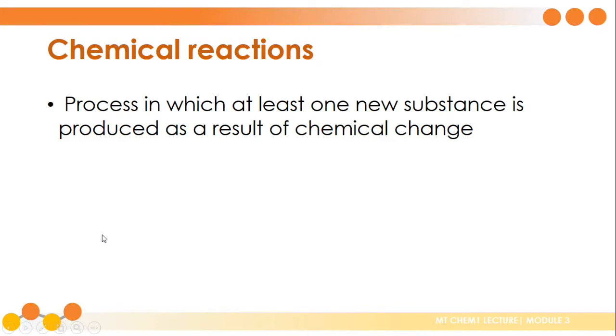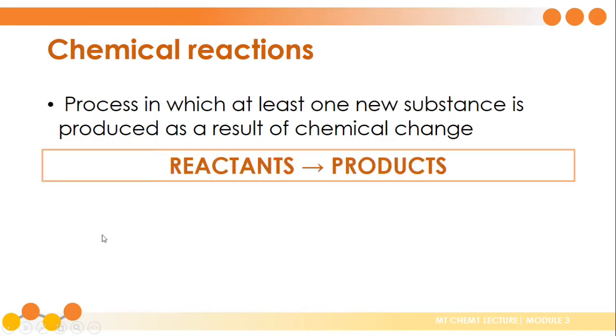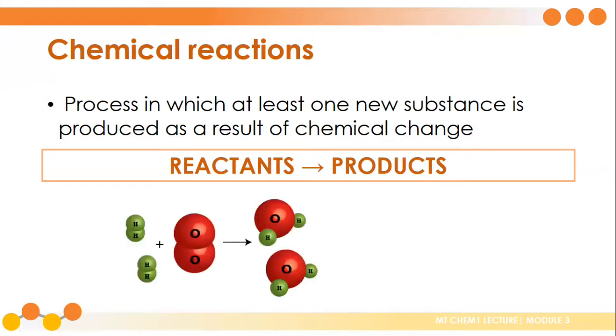In chemical reactions, there are two components involved. We have the reactants and the products. The reactants are the primary chemicals or substances that interact with each other to produce products. Products are the end result of your experiment or the chemical reaction.